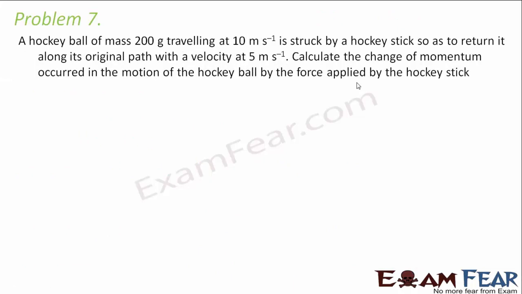Let us look at problem 7. It says a hockey ball of mass 200 grams traveling at 10 meter per second is struck by a hockey stick so as to return it along its original path with a velocity of 5 meter per second. Calculate the change of momentum occurred in the motion of the hockey ball by the force applied by the hockey stick. So in this case, we are given the mass of the ball as 200 grams and the velocity with which it was moving as 10 meter per second. So initially this was the mass of the object and it was moving with this much velocity.